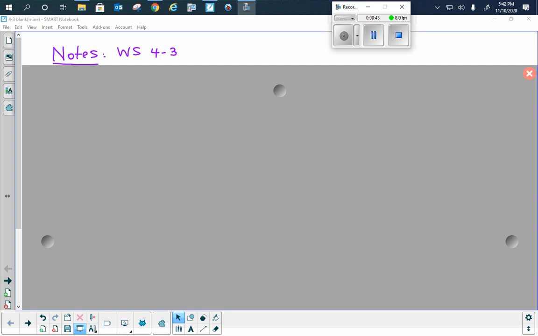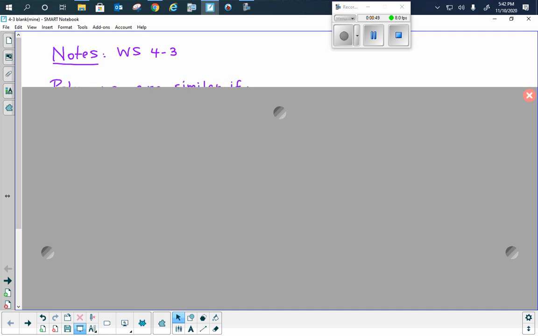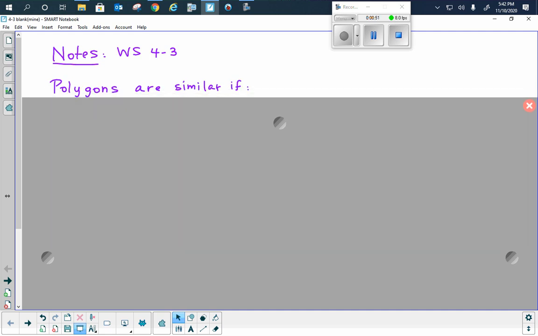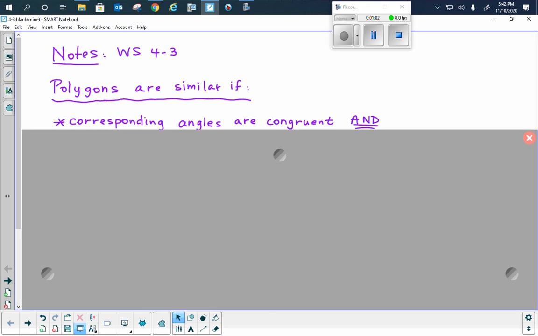Okay, so polygons. Remember, polygons, guys, are just any number-sided shape. So it could be triangle, square, rectangle, could be any number of sides. Polygons are what we call similar, and that's what chapter 4 is really about, similar polygons. So they are similar if corresponding angles are congruent. Remember, corresponding means in the same place.